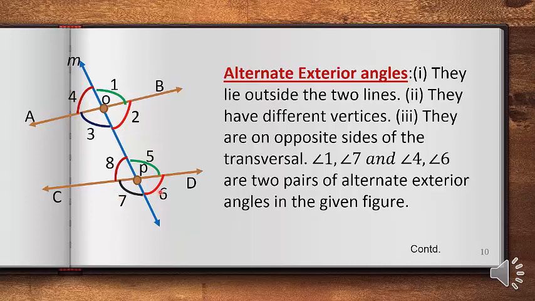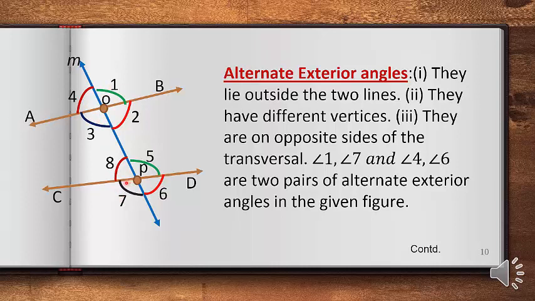And now we are going to study about alternate exterior angles. Now consider angle 1 and angle 7. Angle 1 and angle 7 are exterior angles. Now angle 1 is having vertex O and angle 7 is having vertex P.